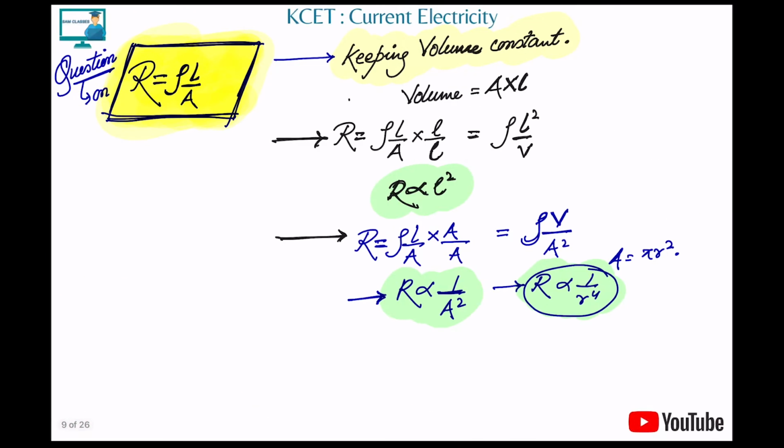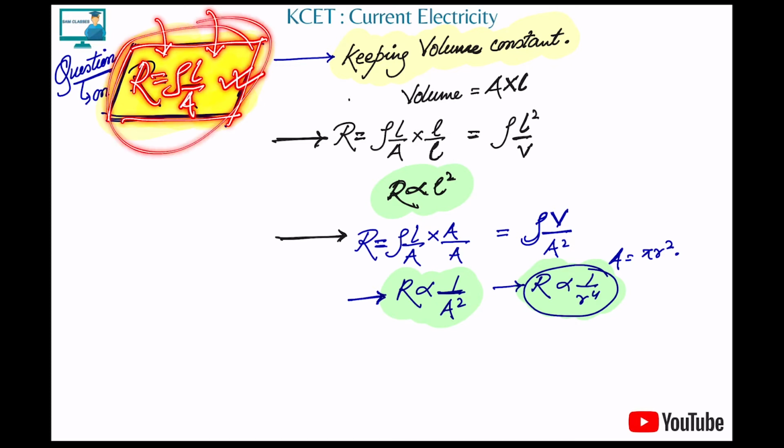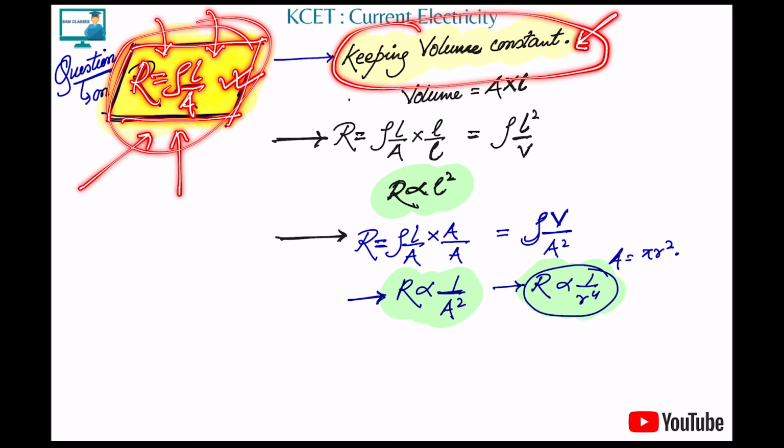Now next is R is equal to rho L by A. A lot of questions, students, every year you'll get in this form. This formula is just important, okay? So you need to understand this. For this formula, they'll give you a condition where the volume is kept constant. And now they're asking: if we increase the length to double, what will be the change in the resistance, or if we make the area half, what will be the change in resistance.